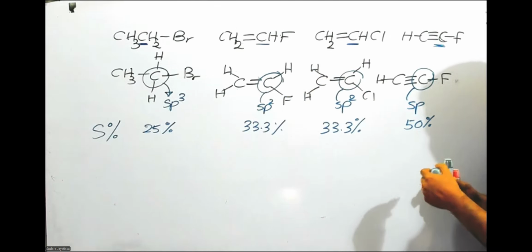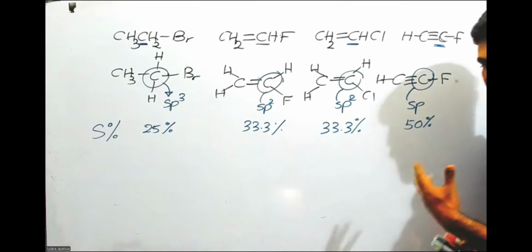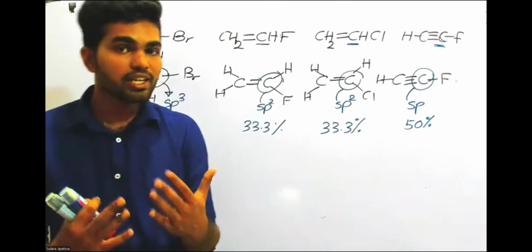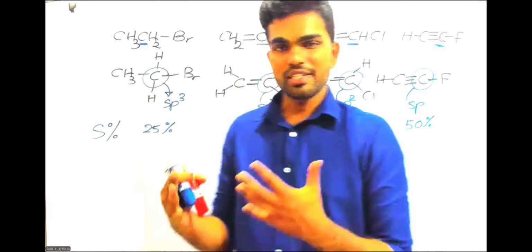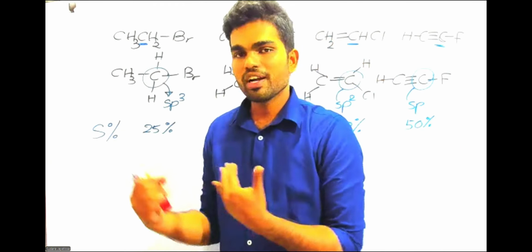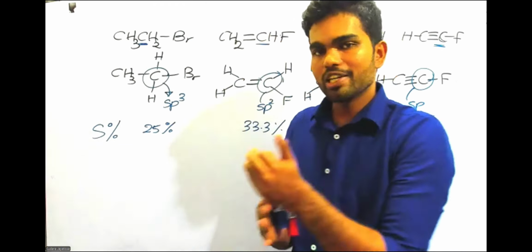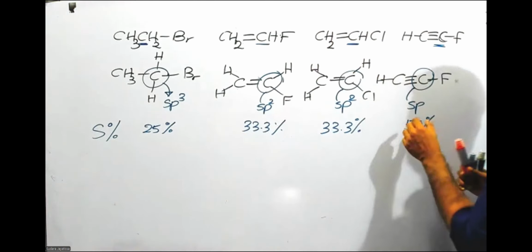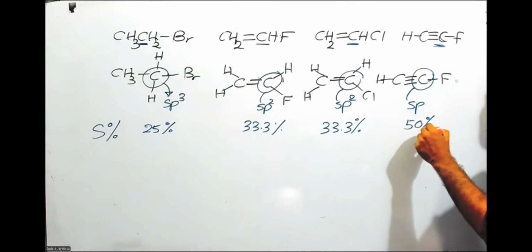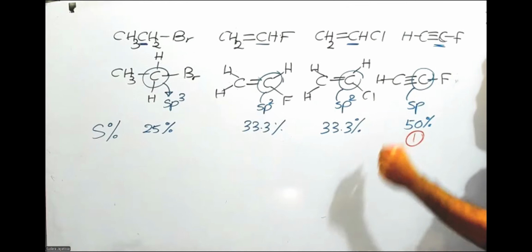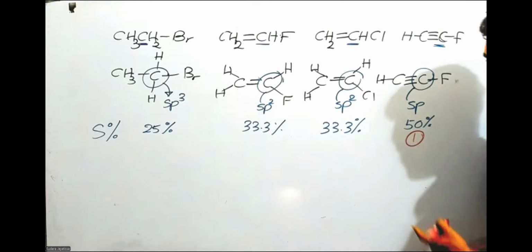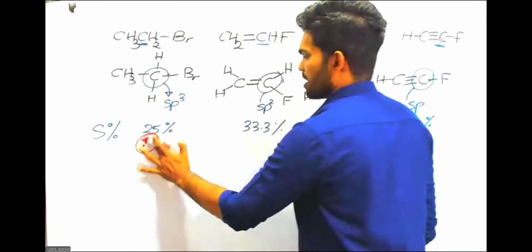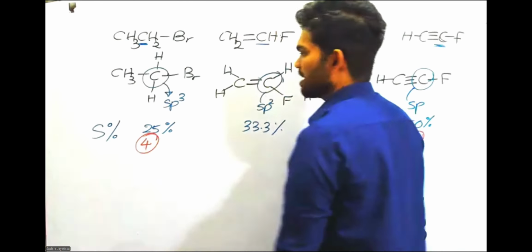So what we discussed earlier, if the S percentage is higher, the ability to attract electrons is more. That means electronegativity is more. Because S percentage basically gives you the idea about the bond length. If the bond length is short, ability to attract electrons is higher. So the shortest bond length is the sp. So this will be the most electronegative. If you give rankings, this will be number 1. And then number 4, the last one, the least electronegative atom, is our sp3 carbon.